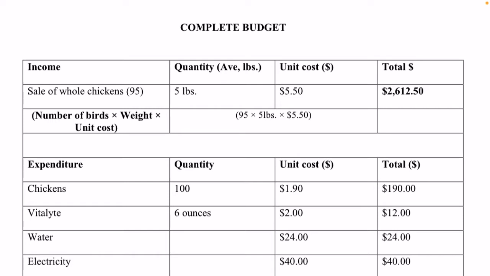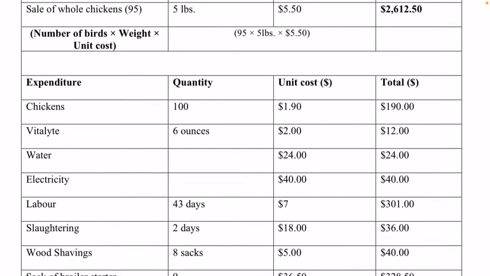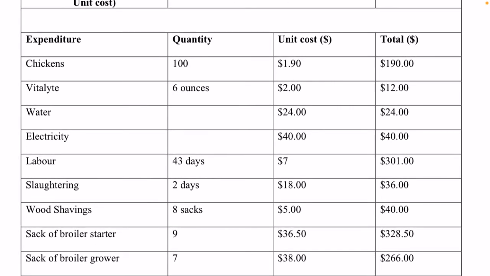Next, let's take a look at the expenditure section. All right, so the expenditure deals with all the items that you will be spending money on in terms of materials and equipment to ensure that this project can be carried out. The expenditure has quite a few items. You have the chickens, Vitalite, electricity, water, labor, slaughtering, and so on and so forth.